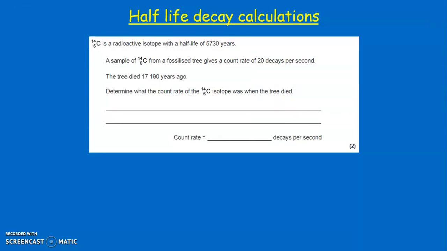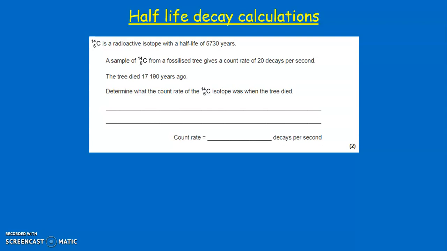So let's talk through this one now. This is for higher physics. Sometimes you get these kind of questions. A radioactive source has a half-life of 5,730 years. A sample gives a count rate of 20 decays per second, 20 becquerel. 20 decays per second, sorry, it's a count rate. The tree died 17,190 years ago. Determine the count rate when the tree died.